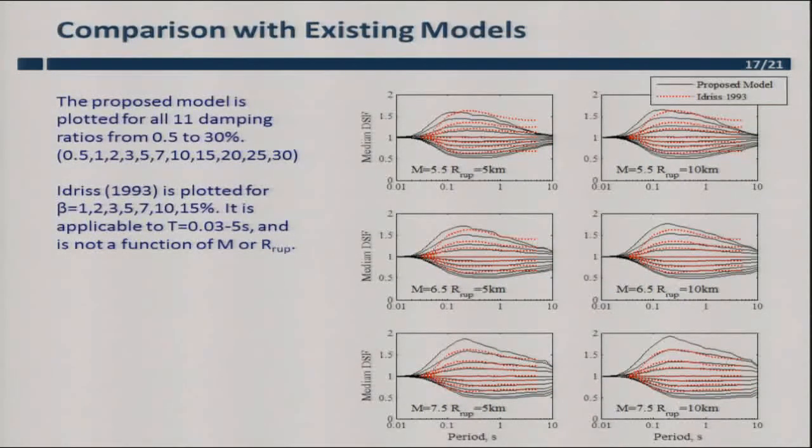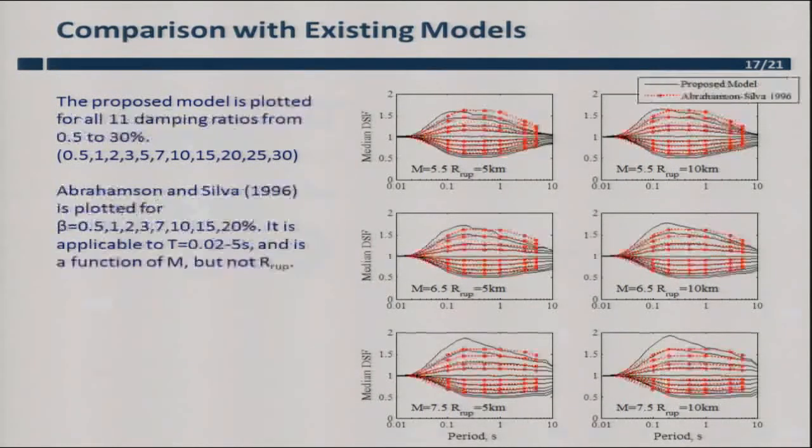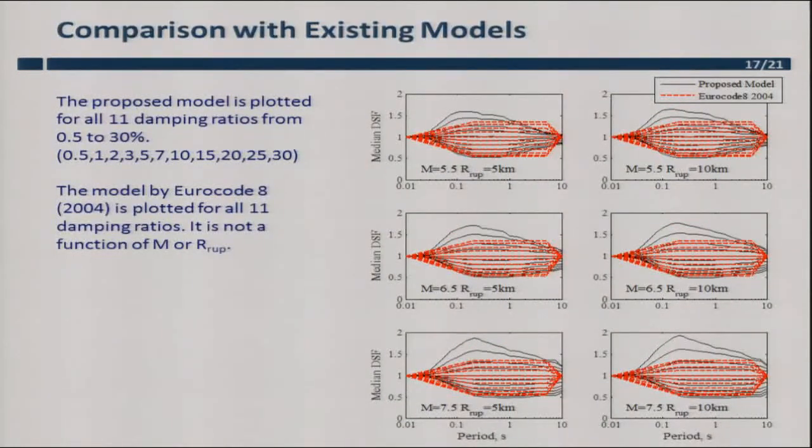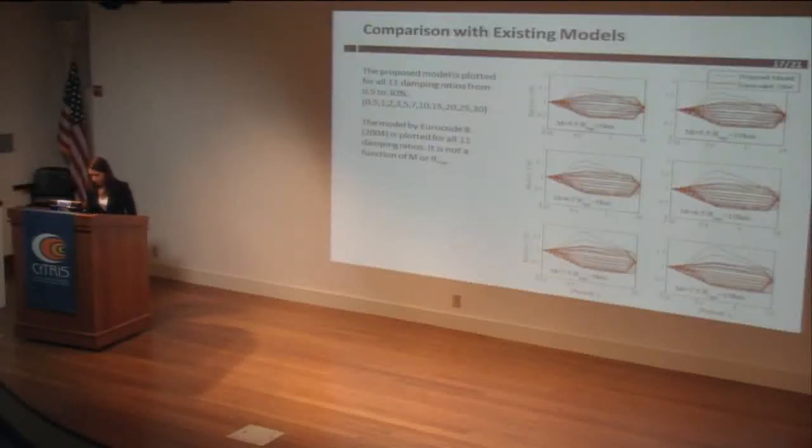We did a lot of other comparisons with existing models that you can find in our PEER report. You can refer to it for detail. Here I'm showing similar plots for the models by Idriss 93 and Abrahamson and Silva 96. And we also did some comparison with the Eurocode. They had a model for DSF, which is more applicable for damping ratios greater than 5%, which is why you see a very good comparison for greater than 5% and not so good for less than that.